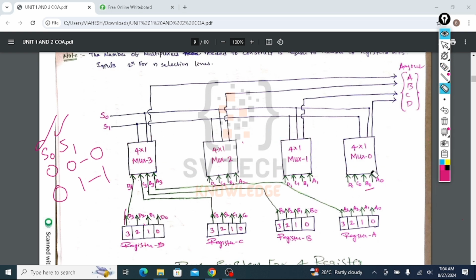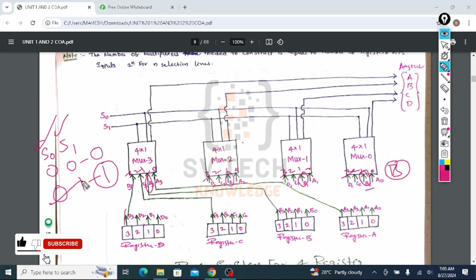Here you can see this is the 0th bit, this is bit 0, this is bit 1, this is bit 2, this is bit 3, like this in each multiplexer. Now it is 0 and 1, the equivalent decimal number is 1. The first bit of every multiplexer will be selected. That is B0, B1, B2 and B3. Means the B register will be selected if the control signal is 0 and 1.